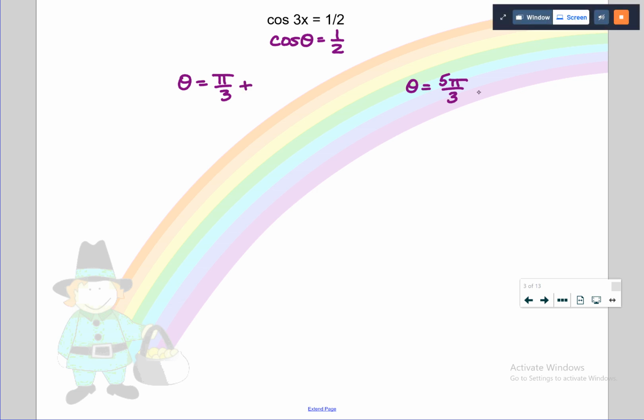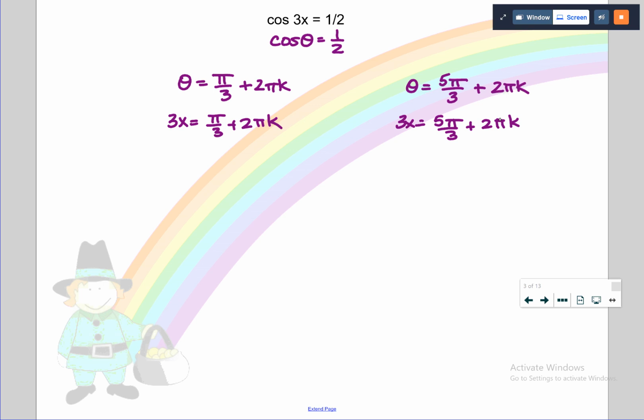And even though we're not going to need it in our final answer, it's going to give us extra solutions with these. So we're going to say plus the period times k. So plus 2 pi k, plus 2 pi k. All right, so I solved for theta. Now go back and solve for x. So we're going to put 3x in. 3x equals pi over 3 plus 2 pi k. 3x equals 5 pi over 3 plus 2 pi k.